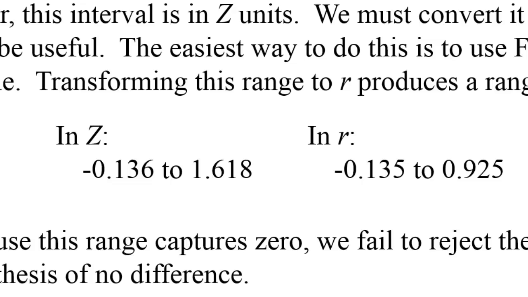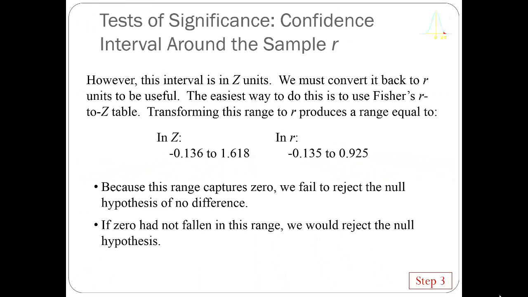So in Z, we know that our lower limit for our 95% confidence interval is minus 0.136, and our upper limit is 1.618. Using this table, I convert this back to Pearson's R, and I have my 95% confidence interval extending from minus 0.135 to 0.925. We can see that that range captures 0, 0 falls in the middle, so we fail to reject the null hypothesis. If 0 had fallen outside of that range, then we would reject the null hypothesis.